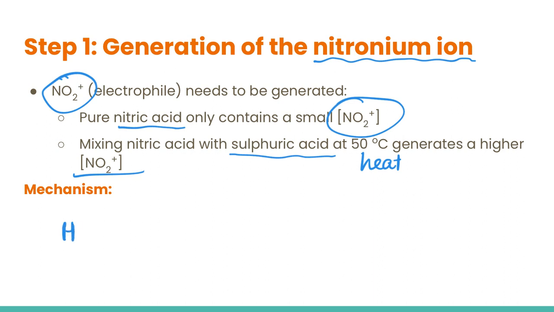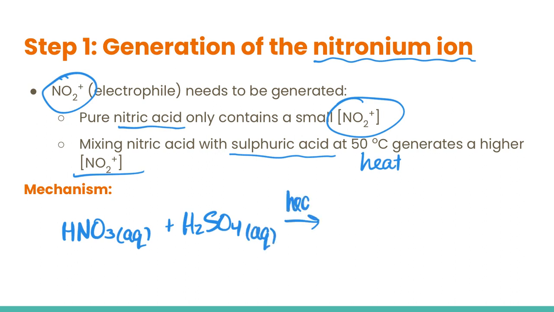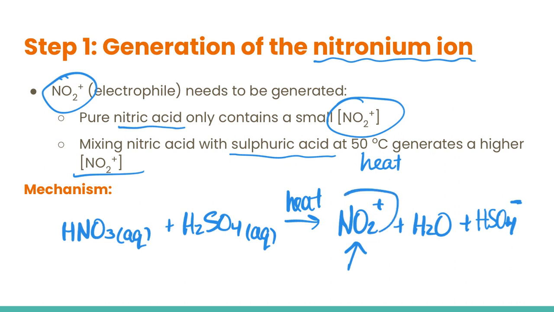So this particular step here, it's not really a mechanism, it's just a reaction where we take our nitric acid and our sulfuric acid with a bit of heat, and we generate our NO2+. We also generate water as well as HSO4-. And that HSO4- is actually used in a later step in this mechanism. But this is really the point of step number 1, is to generate lots of this nitronium ion.